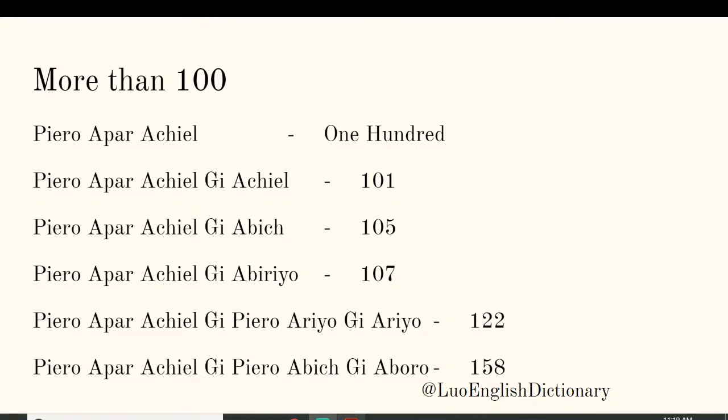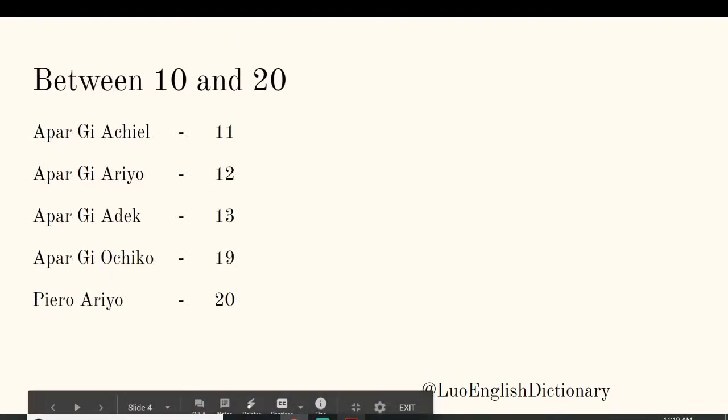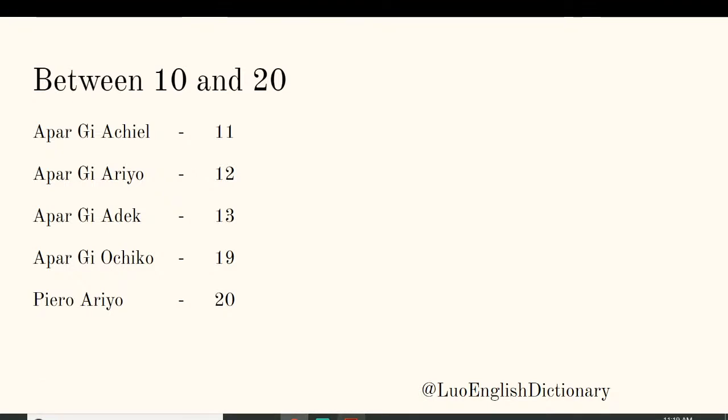So let me go back. If you have 10, then it is apar. But if you have 10 and 1, you just say apar gi achiel. Apar gi ariyo. So the same ones, ariyo, adek, angwen, abich, auchiel, there is no trick. There's nothing that has been removed. There's nothing that has been increased. All they've done is just put the word apar and gi. So you just say apar gi achiel, apar gi ariyo, apar gi adek, apar gi angwen, apar gi abich, apar gi auchiel.